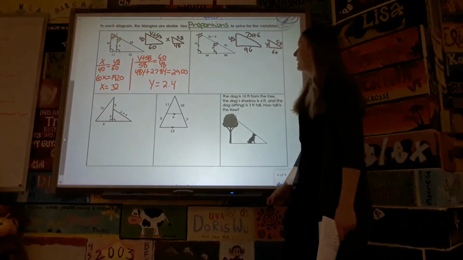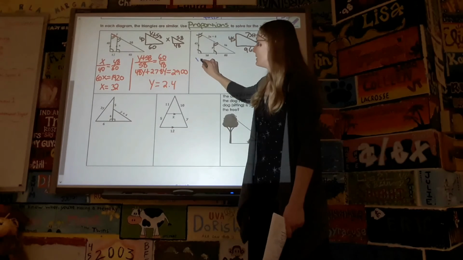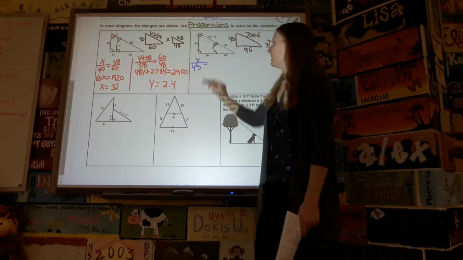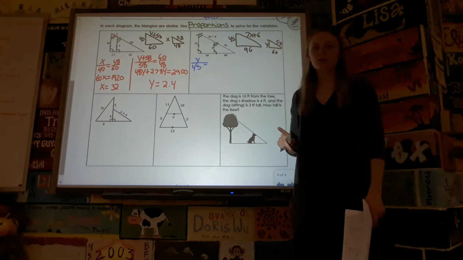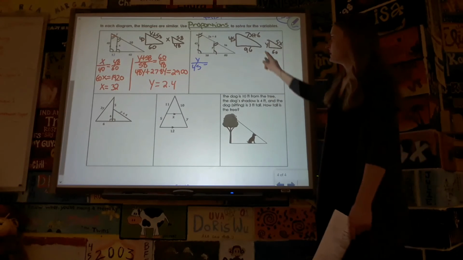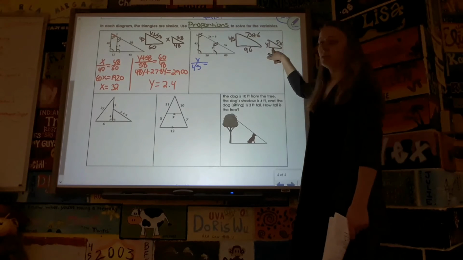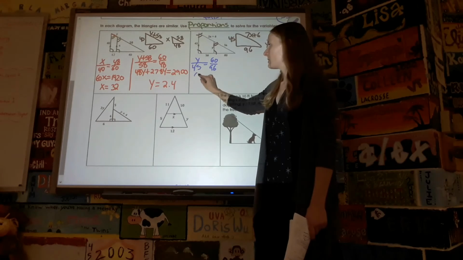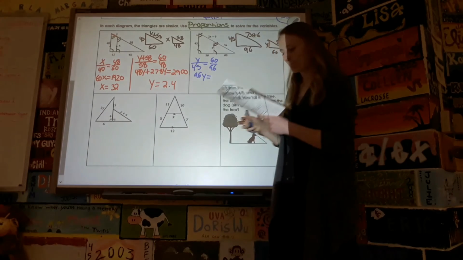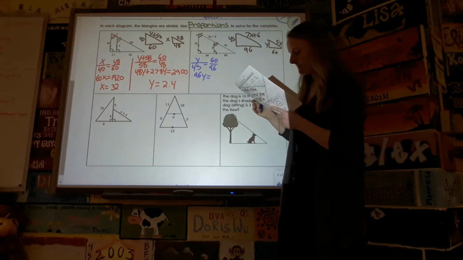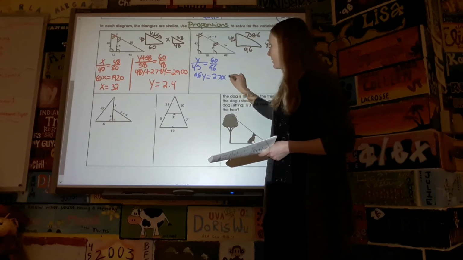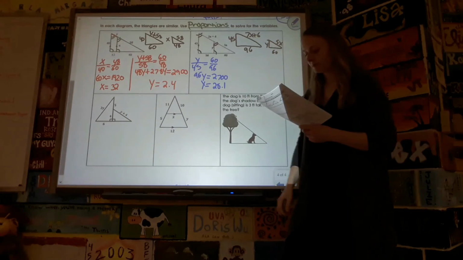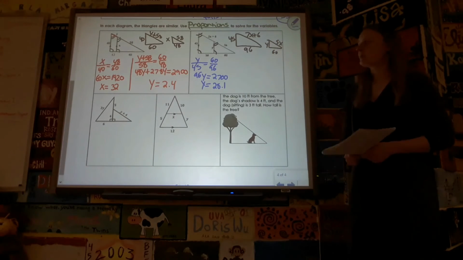Alright, I'm going to start with y this time. y corresponds to 45. The two sides that don't have any variables, that are just corresponding numbers, are the 96 and the 60. Since I started in this triangle, I'm going to write the 60 first. And then I'm going to cross multiply. 28.1. That's what I get for that one. Okay?